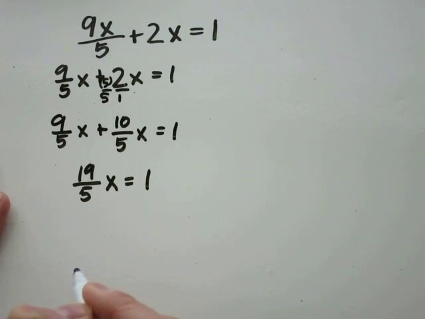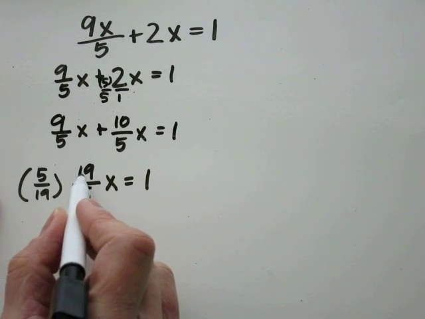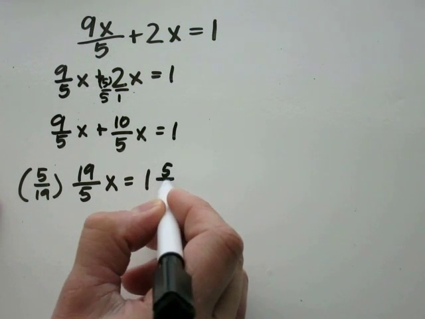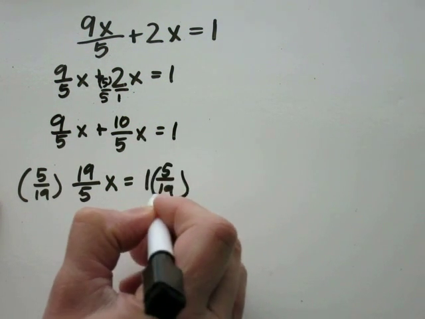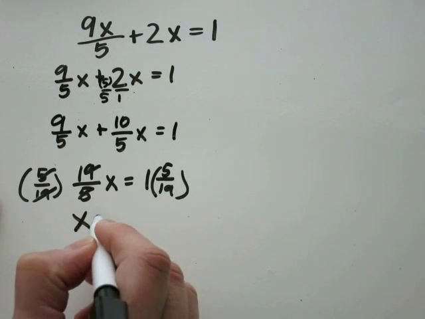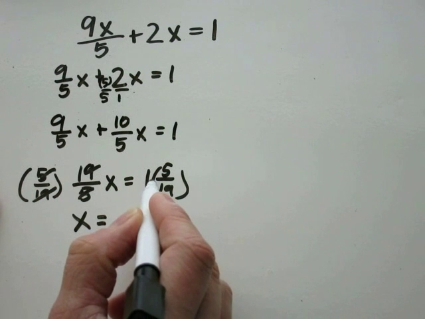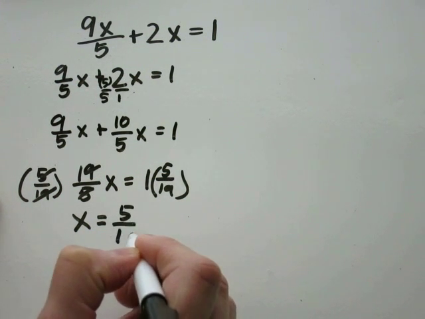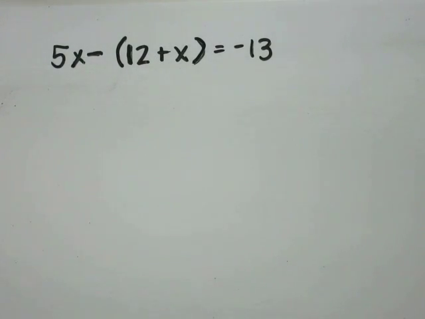X equals 1. To solve for x, I'll take the reciprocal of 19 over 5, which is 5 over 19, and multiply that by each side. So they all cancel out, leaving me with x. 1 times 5 over 19 is 5 over 19.